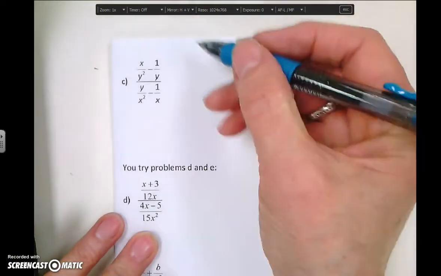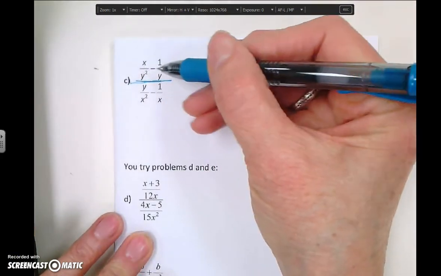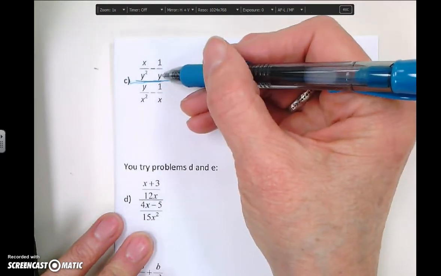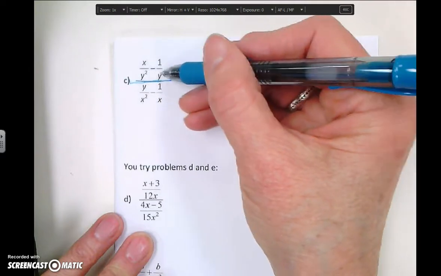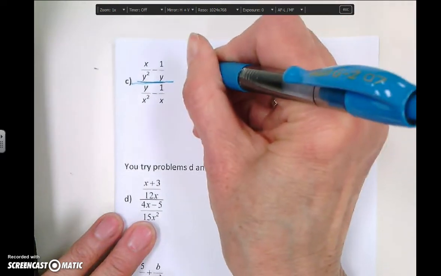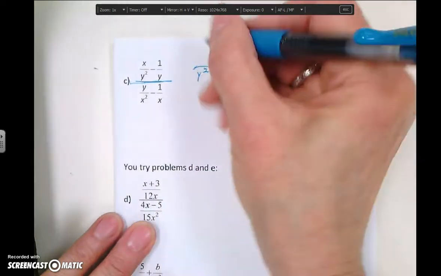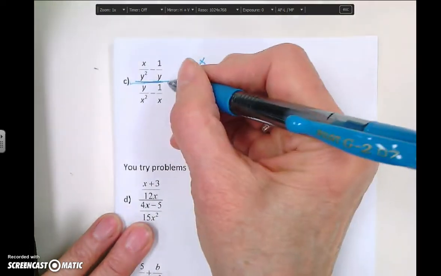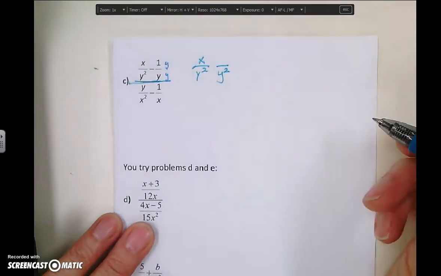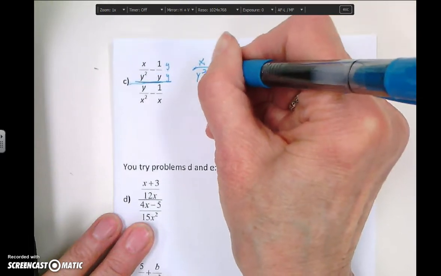Example C is a little bit harder because you see here's my big fraction again. I have two separate terms in the numerator that I need to add. In order to add these fractions in the numerator, I need the LCD of the numerator fractions, which is going to be y squared. So we'll have a y squared here and y squared here. The numerator's not going to change. And here, since I went from y to y squared, I need to multiply by y over y, that clever one. That gives me 1 times y, which is y, and there's a minus in the middle.